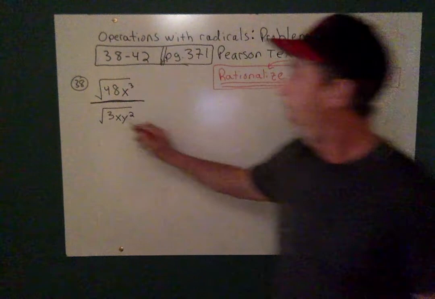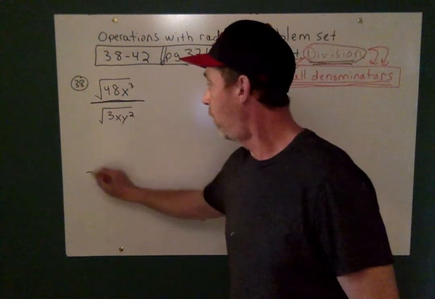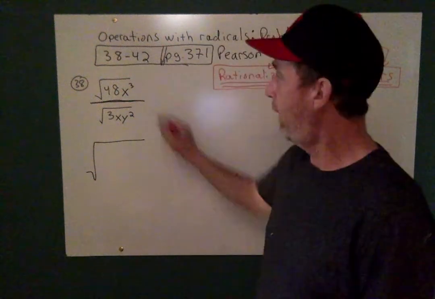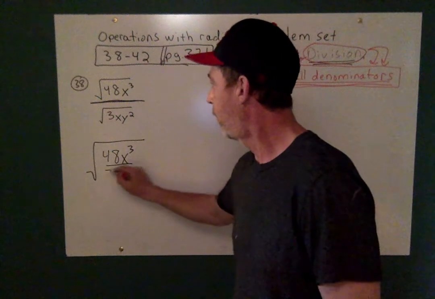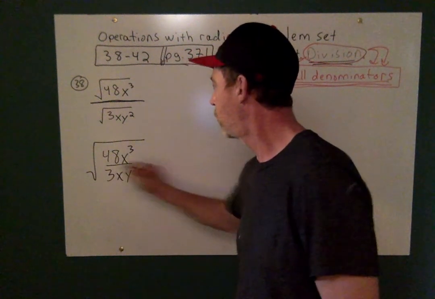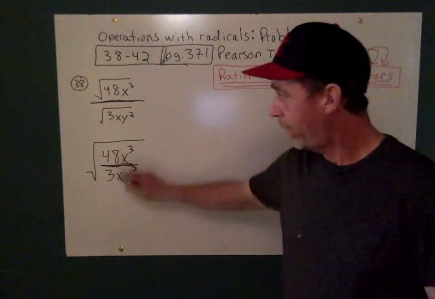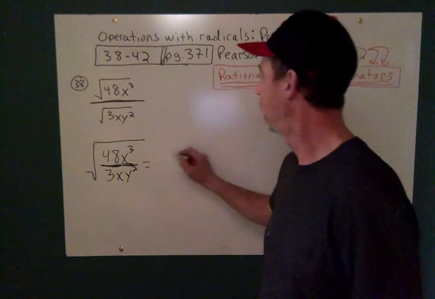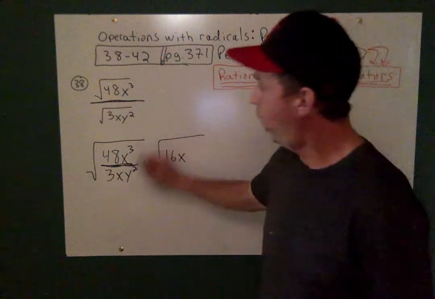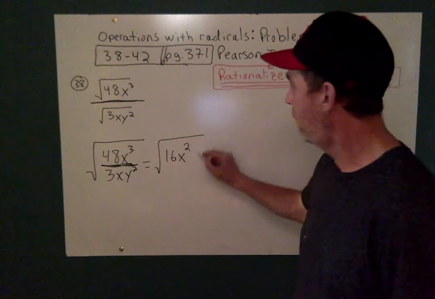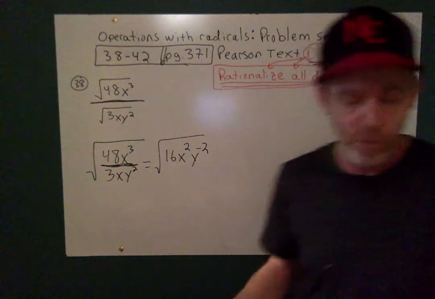So let us begin. Both of these have square root, so we'll start out by realizing that it's all under one square root. And then we would have 48x to the third over 3xy squared. We're going to simplify the radicand before we even begin. So that's 16 x, and then when we divide, we subtract exponents, x to the second, and then y to the negative 2. Now, I will put that negative 2 back in the denominator.